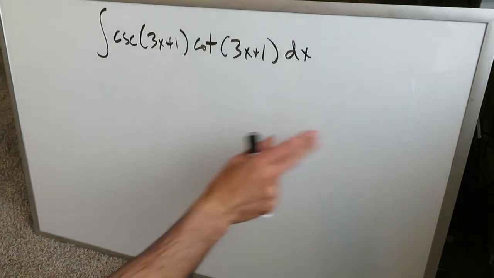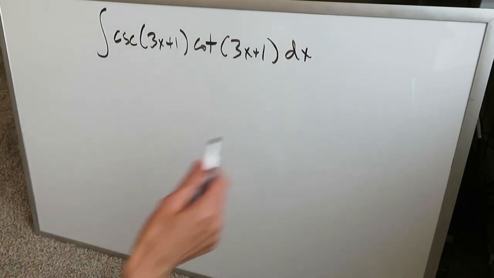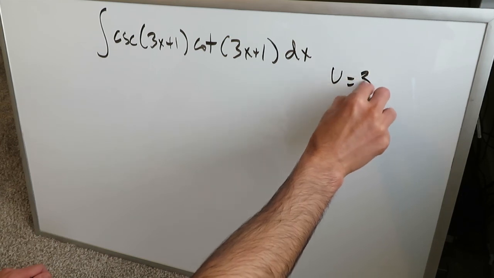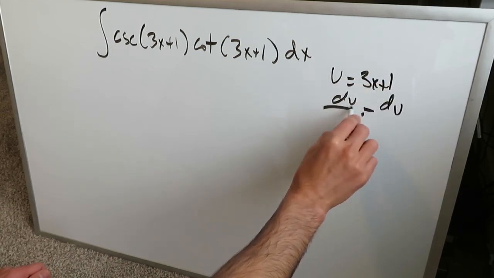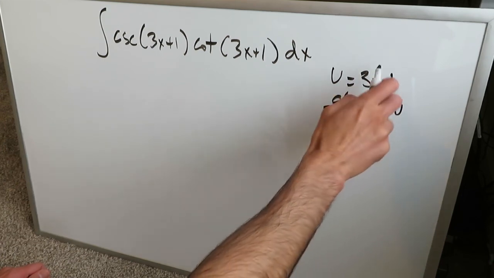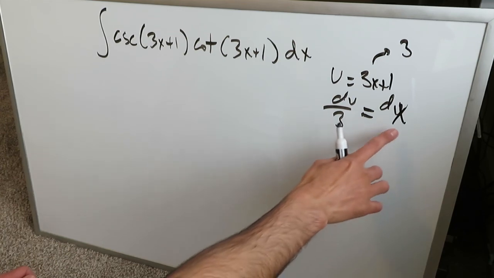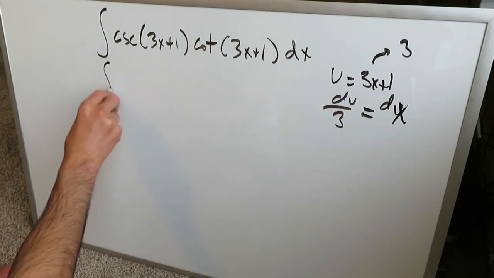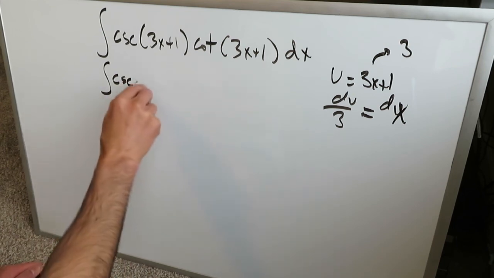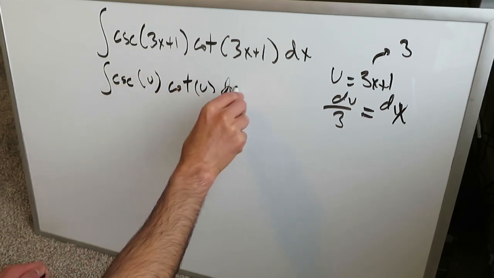Last question here, outrightly you can tell it's going to be an easy one, not too hard. Substitution here: u is equal to 3x plus 1, so du over 3 equals dx, because the derivative of 3x plus 1 is just a 3, and you bring it down over here. Substitute over here, you have cosecant of u, cotangent of u, and then du over 3.